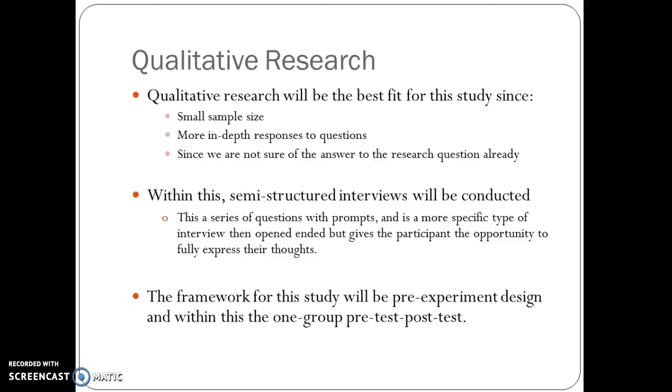And the framework for the study will be pre-experiment design, and within this, one group pre-test, post-test will be used. I chose this because I want to evaluate the difference between before and after the hike and determine the impact that it had on the participants.